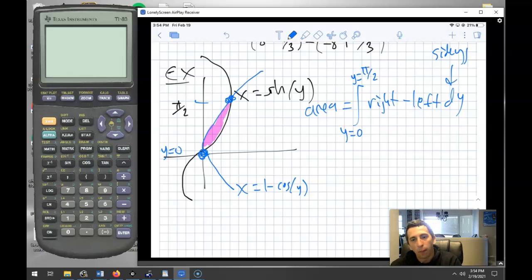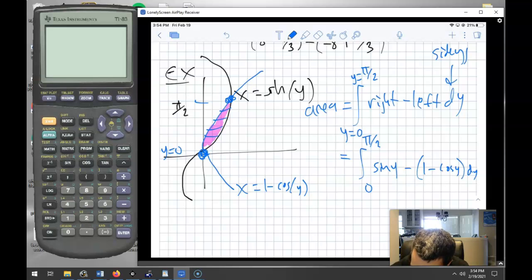Okay, now, what is my right function? Well, again, we could just see looking at this that the right function is the black curve. It's on the right of this interval. So the black curve is the sine of y curve. So that's sine of y. And then the left curve, the blue one, is 1 minus cosine of y. Okay, so again, that's my right and that's my left.